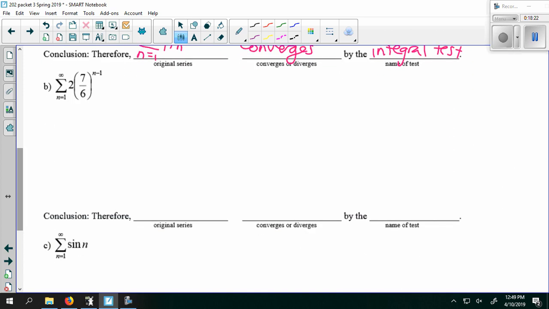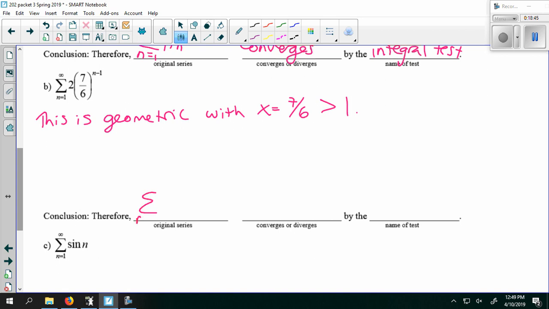Okay, 2 times 7/6 to the n minus 1. This is geometric. We're multiplying by 7 over 6 over and over and over, with x equal to 7 over 6, which is bigger than 1. Therefore, my series diverges by the geometric series test.